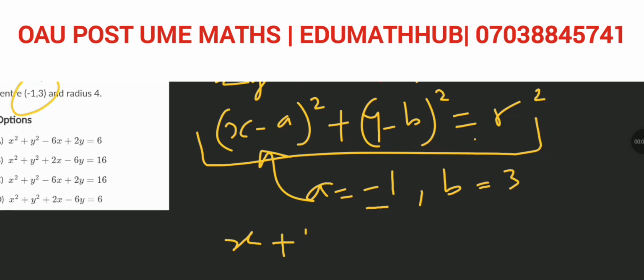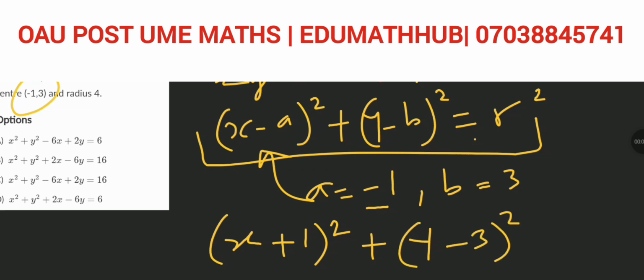So (x plus 1) all squared plus y... So b is 3, so slot it in there. That will be (y minus 3) all squared is equal to r squared. r in this question is 4, so the radius is 4. That will be 4 raised to power 2.